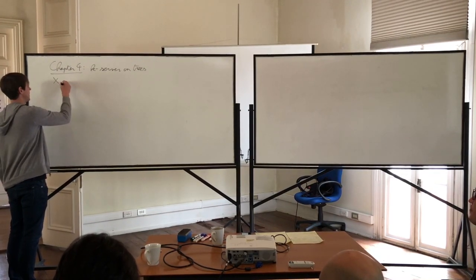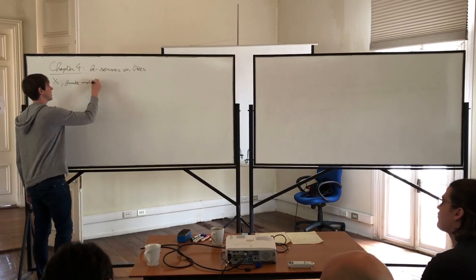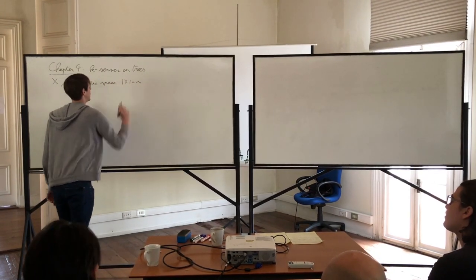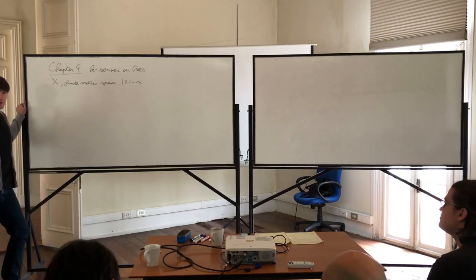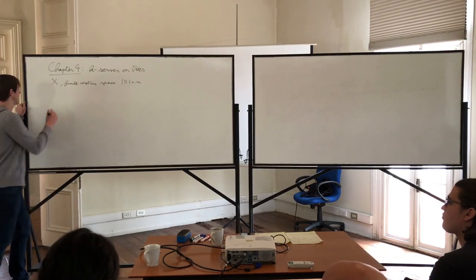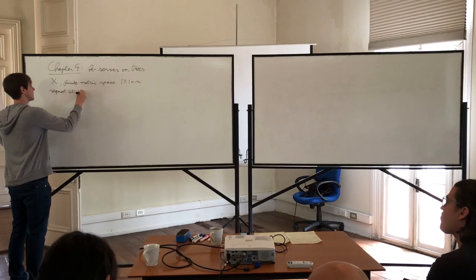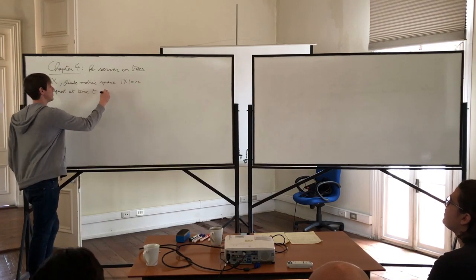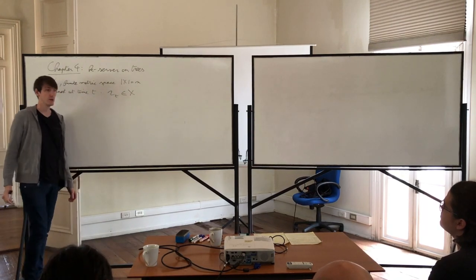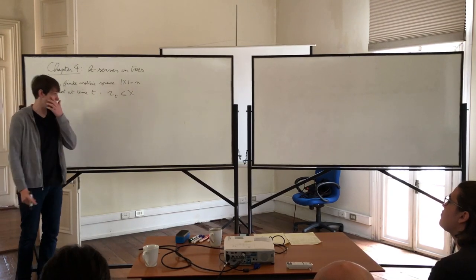So we have X, let's say a finite metric space. And at each time step, we receive a set request, which in this case is a singleton. Okay, so the request at time t is simply some r_t in X. So it's just one element of the set which is requested.